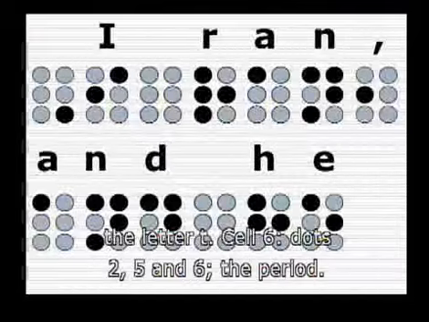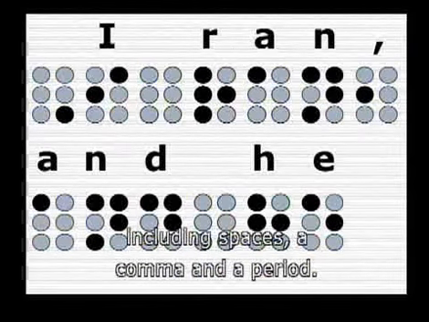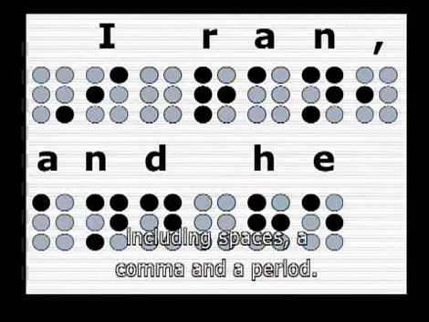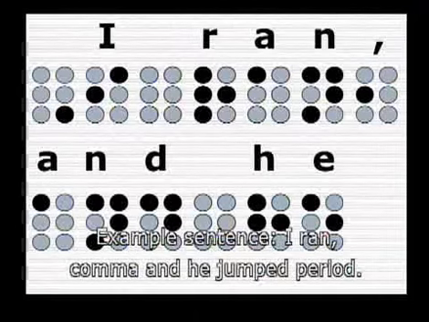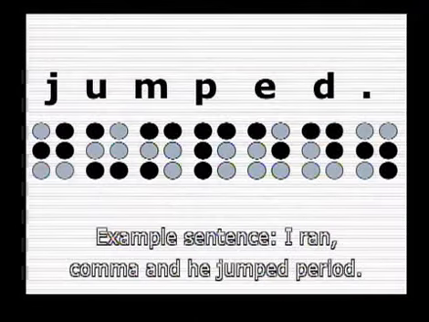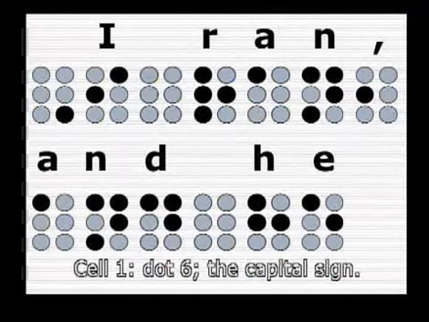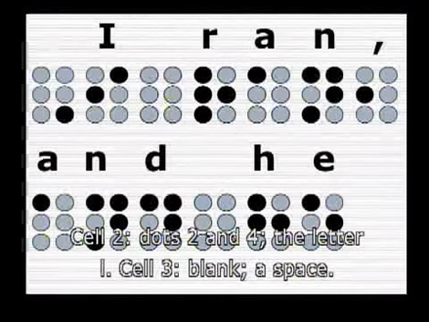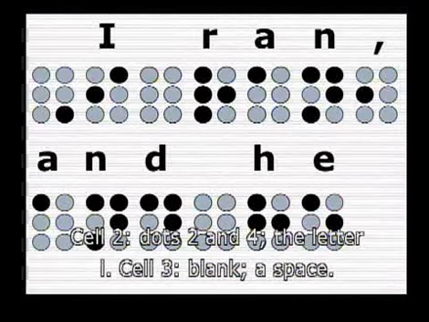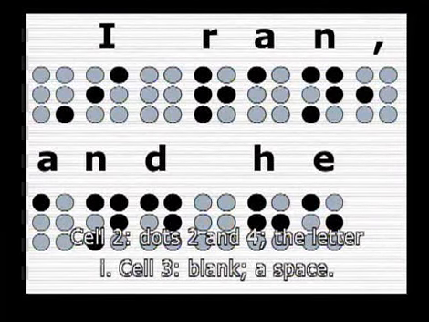Now, a complete sentence, including spaces, a comma, and a period. Example sentence, I ran, comma, and he jumped, period. Cell 1, dot 6, the capital sign. Cell 2, dots 2 and 4, the letter I. Cell 3, blank, a space.